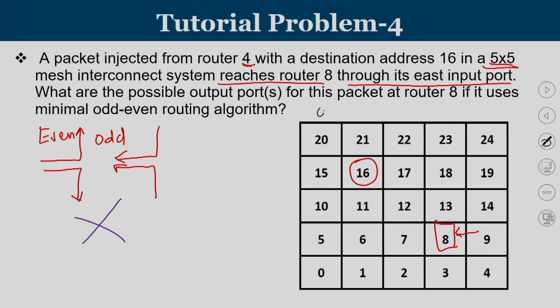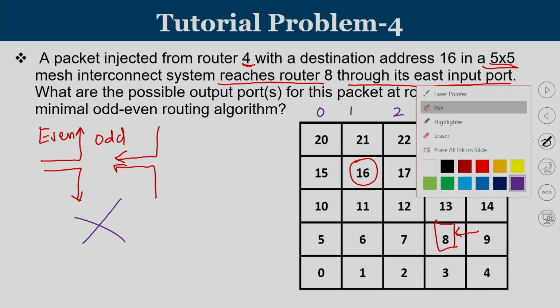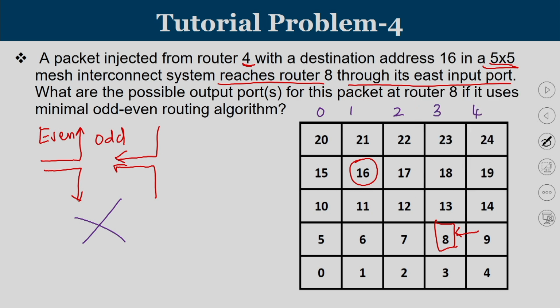This is column number 0, column number 1, column number 2, column number 3 and column number 4. And when we try to represent them using odd and even, the first one is an even column, then we have an odd column, we have an even column, and then we have an odd column, and then the last one is an even column. Now what it tells, we are now currently in an odd column. In an odd column, we have to understand that this turn is not allowed.